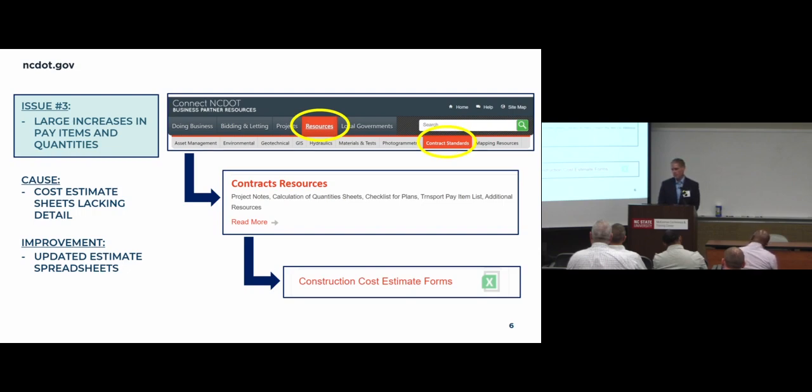So based on that, we've gone back and updated our cost estimate spreadsheet to incorporate more detail that is more reflective of the level of design that the project is in at the time. And here is just showing the location of that new spreadsheet. It's on our Contracts Resources section of our Contract Standards tab on the Connect site. And that file was updated about 2 weeks ago, so it is out there and available now.